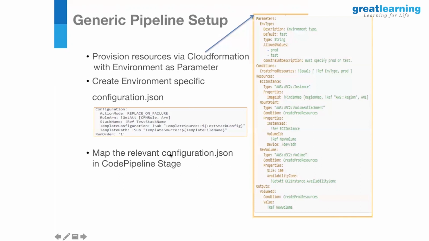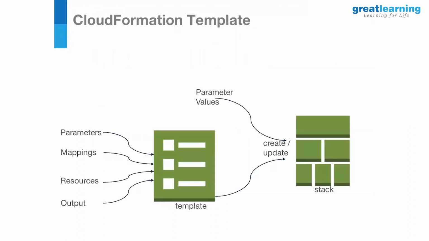So let's have a closer look at the CloudFormation template here. A CloudFormation template is a declaration of AWS resources that make up a stack. A stack is nothing but a collection of AWS resources that you can manage as a single unit. In other words, you can create, update, or delete a collection of resources by creating, updating, or deleting stacks. These jargons might be a little confusing, but in simpler terms, the CloudFormation template has all these things.